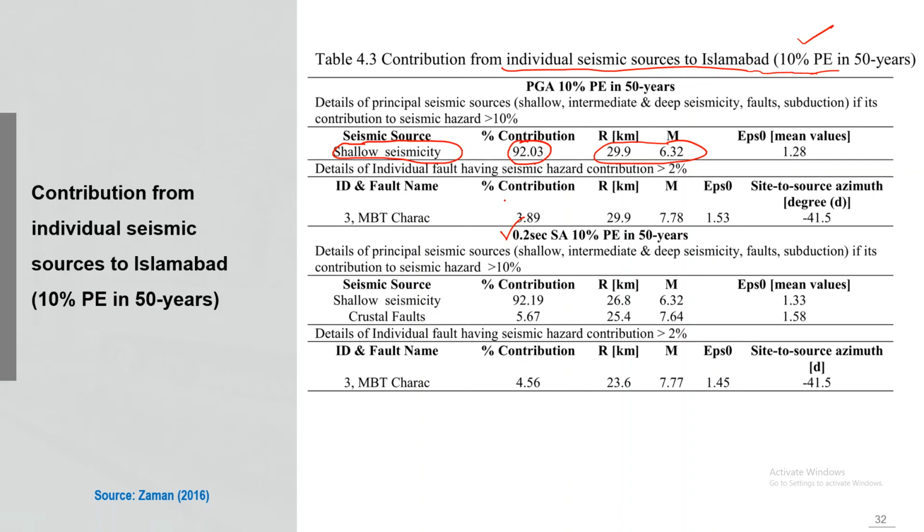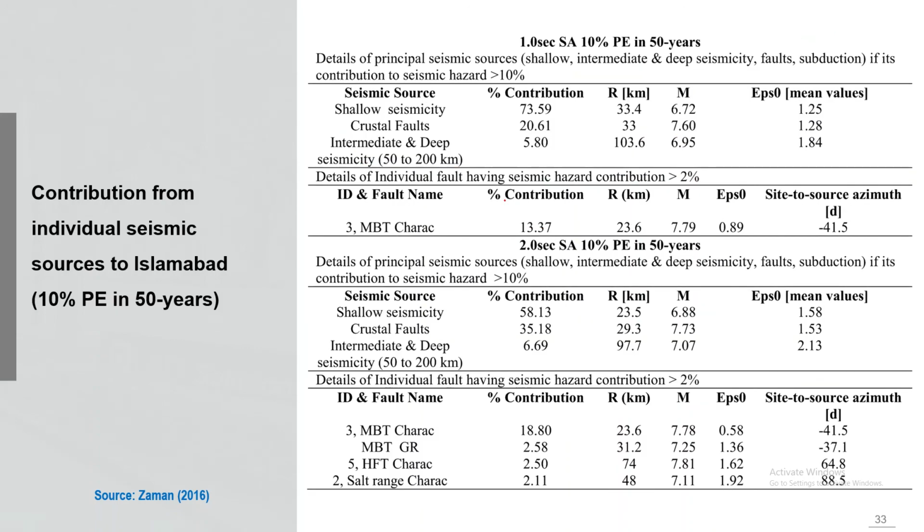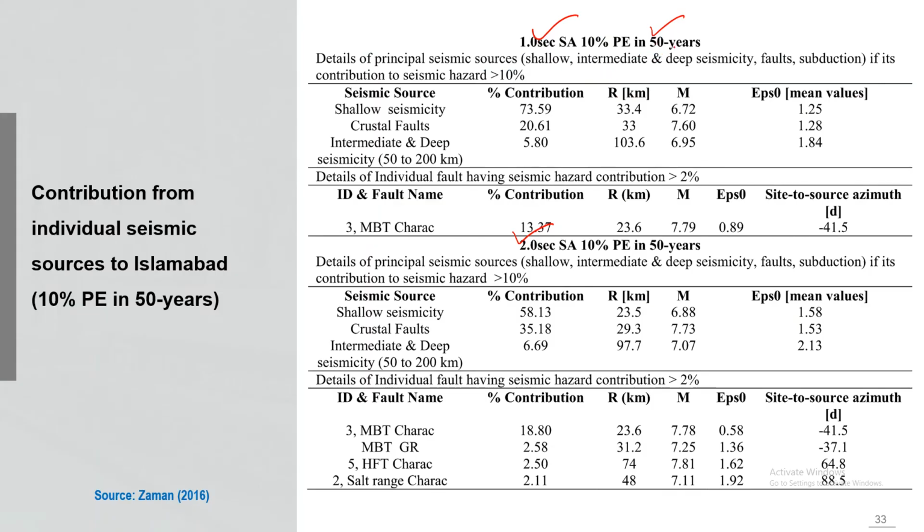The actual process we will explain in a separate video, but this is just to introduce the concept of the decomposition of hazard. So this is for 1 second spectral acceleration, 2 second, and for DBE level. The same process can be repeated for MCE level also, and you will get the most contributing faults for each case. So all of these individual seismic sources, their percentage contribution can be quantified for different sites and for different definitions of hazard and for different ground motion parameters also, PGA and SA, etc.